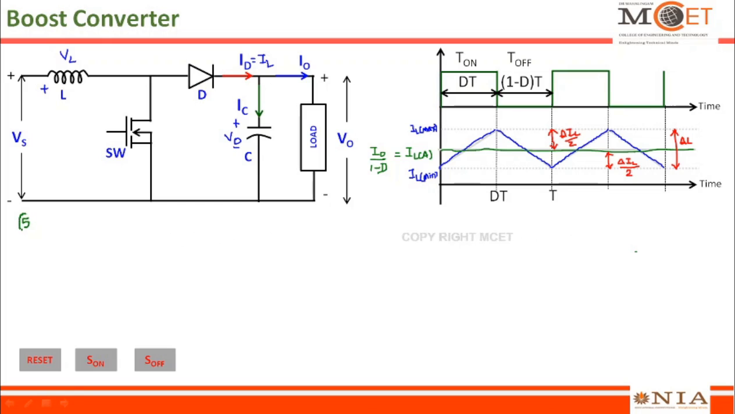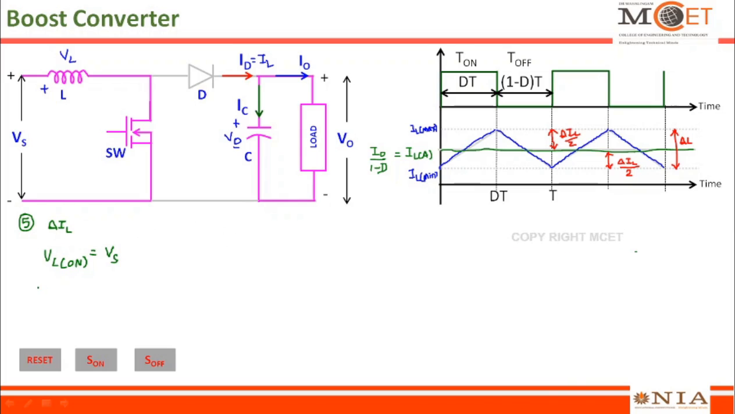So as the fifth part of the derivation, in order to calculate delta IL, this is the common procedure that we can follow. Just turn on the switch and see what the voltage across the inductor is when it is in on condition. We already derived this, that is VL when it is in on condition, we get VL is equal to Vs. This is the first expression that we have derived.